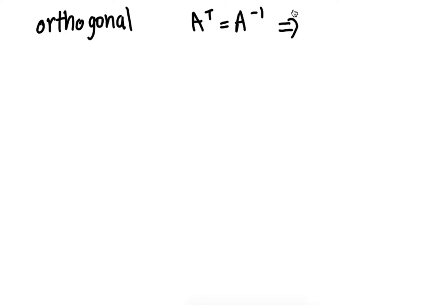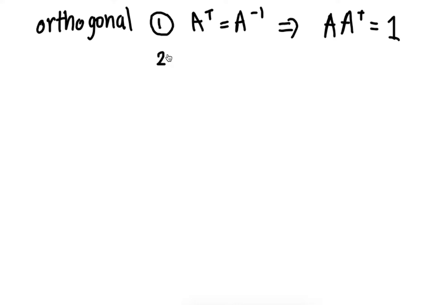Hello everyone, in this video I'll be talking about some important points related to orthogonal diagonalizability and diagonalizability. The first thing we want to note is that when a matrix is orthogonal, it means that A transpose equals A inverse, which implies that if you multiply both sides by A, you get A transpose A equals I. This is the first condition of being orthogonal.